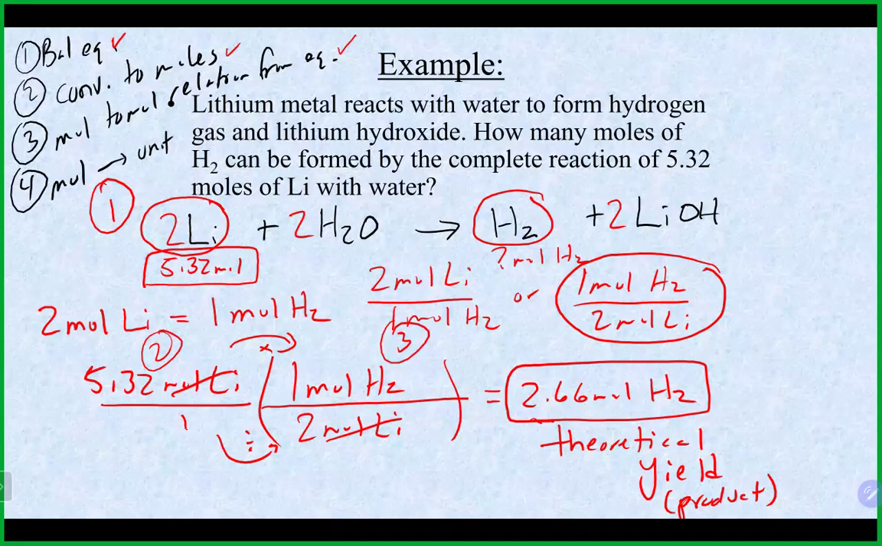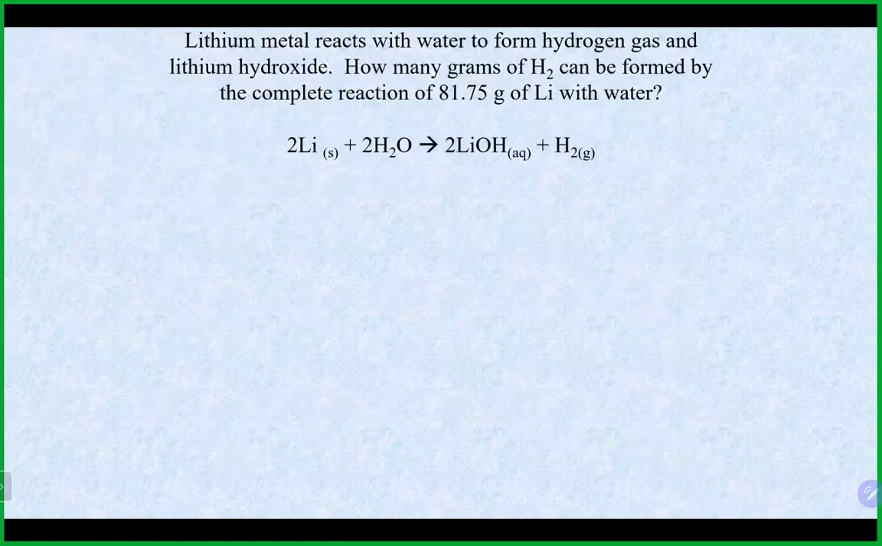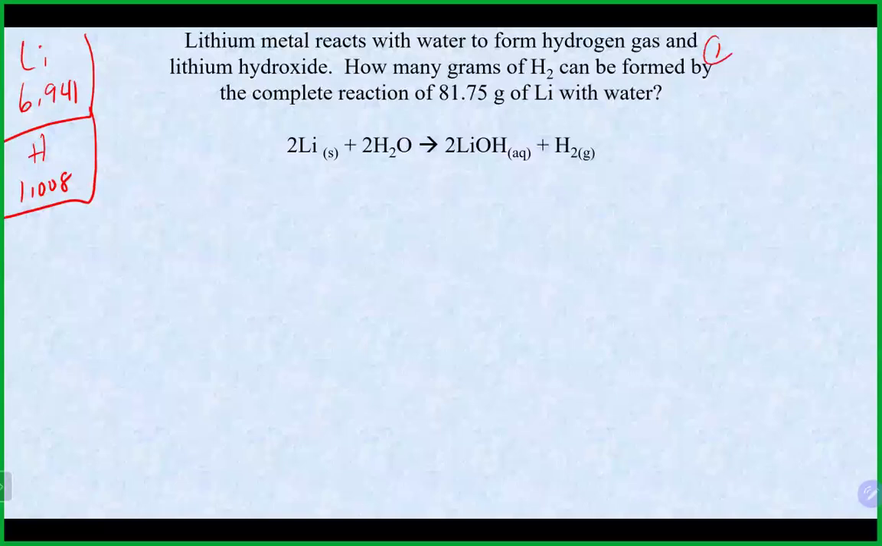Yeah. All right, let's try another one here. We'll do the same equation, same reaction. But in this case, we're looking for how many grams of H2 we would produce if we started with 81.75 grams of lithium. Lithium on the periodic table is 6.941, and hydrogen, 1.008.